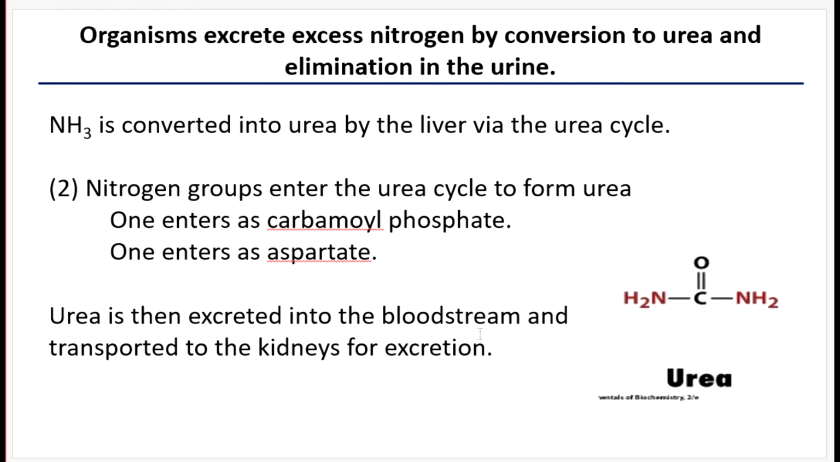Urea then makes its way into the bloodstream, so it's exported from the liver into the bloodstream, transported to the kidneys, where the kidneys will excrete it as waste. And so we are able to safely remove the amino group and expel it.